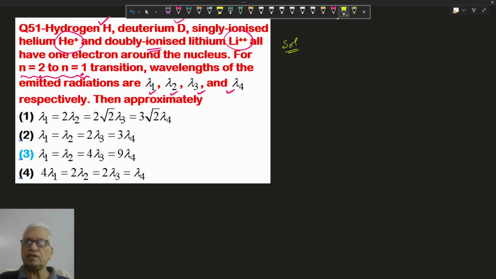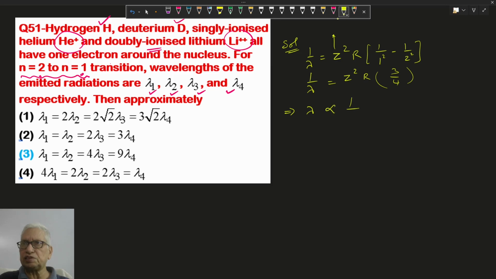Now we know 1 by lambda equals Z square R, where Z is the atomic number, times 1 by 1 square minus 1 by 2 square. So that is Z square R times 1 minus 1 by 4, so 3 by 4. Everything else is constant here, so lambda is inversely proportional to Z square. Now, the bigger the Z, the smaller the lambda will be. For lithium, Z is maximum, 3. For helium it is 2. For deuterium and hydrogen, Z equals 1.